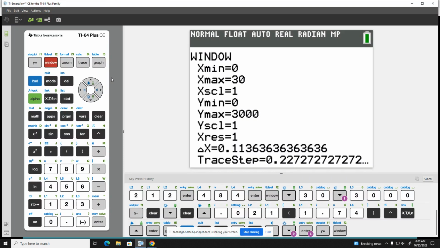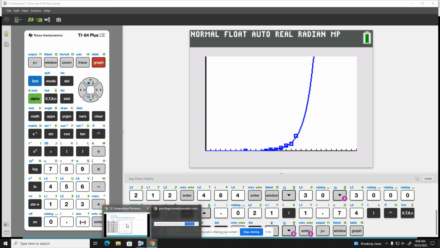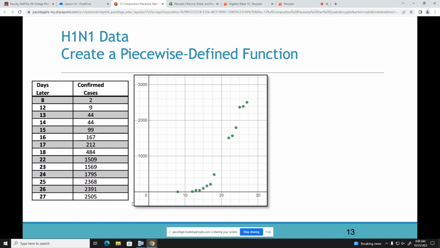And I'll hit graph. And we see our data points here as the squares, and we see this exponential curve, and we see that that exponential curve really does fit our data. So what we know so far is that we have a curve. I'm going to write this down, y equals.